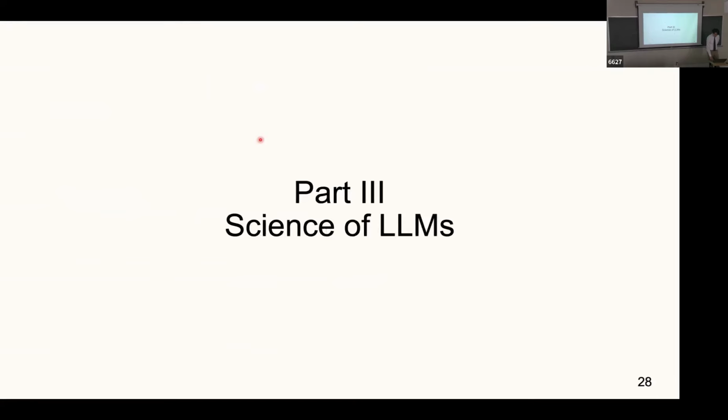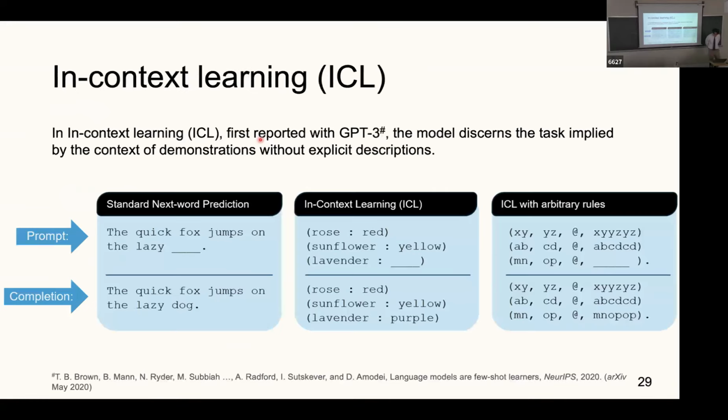All right, next, part 3, I'll talk about a scientific approach to analyzing large language models. Let me first tell you about in-context learning. In-context learning, which I'll abbreviate as ICL, was a capability of large language models that was first reported with GPT-3. Models prior to GPT-3 didn't really have the ICL capability, or GPT-2 kind of had it, but it was very weak. So it's something that emerged at a certain scale. With ICL, the model is able to do tasks that are implied by the context of demonstrations without an explicit description.